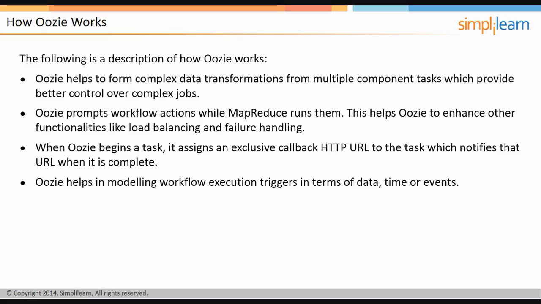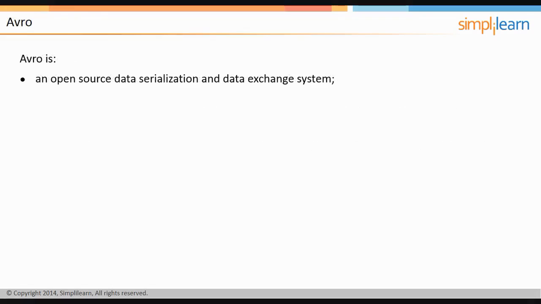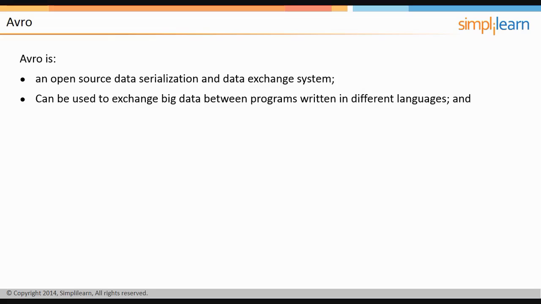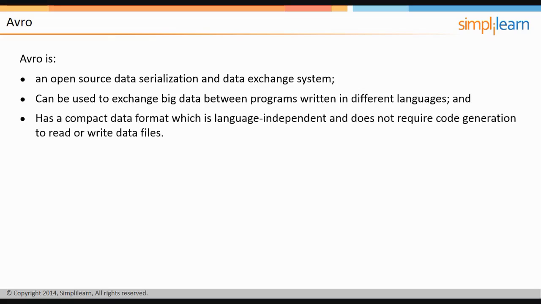In the next screen, we will look into the concept of Avro. Avro is an open-source data serialization and data exchange system. Using Avro, big data can be exchanged between programs that are written in various languages. It has a compact data format, which is language independent, and does not require code generation to read or write data files.